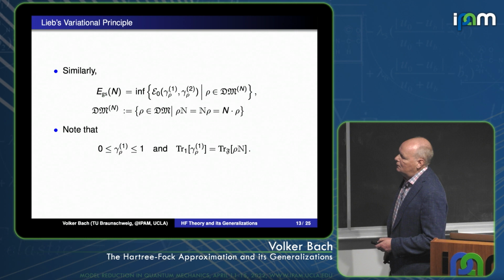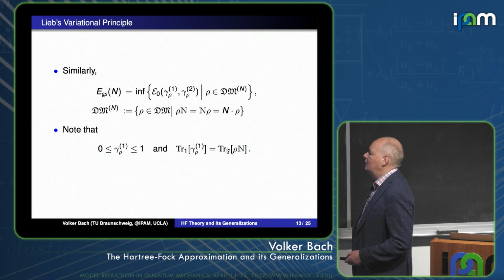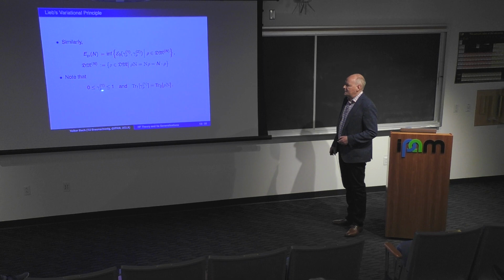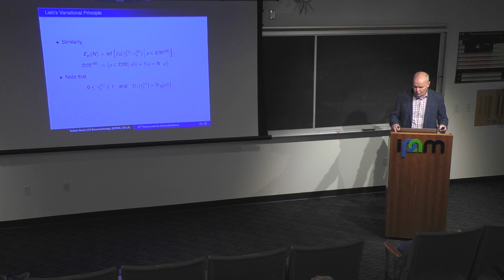So what we need to remember for what comes later is that the one particle reduced density matrix is itself an operator with eigenvalues between 0 and 1, and its trace is equal to the expectation value of the number operator.